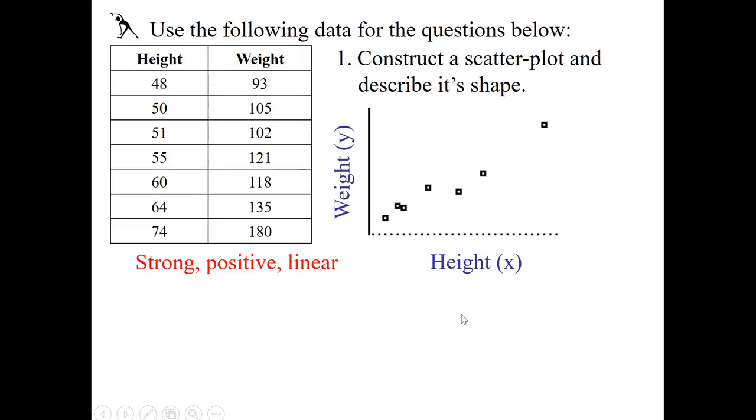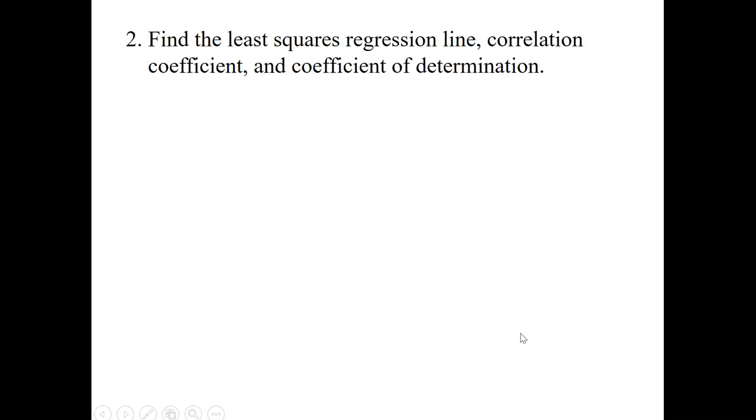Oops, sorry, it says describe this. We would say that this is strong. We would say it's positive because as x increases, y tends to increase, or it looks like a positive slope line would go through there. So we'd say positive, and it is linear. Of course, that looks like a pretty strong relationship right there.